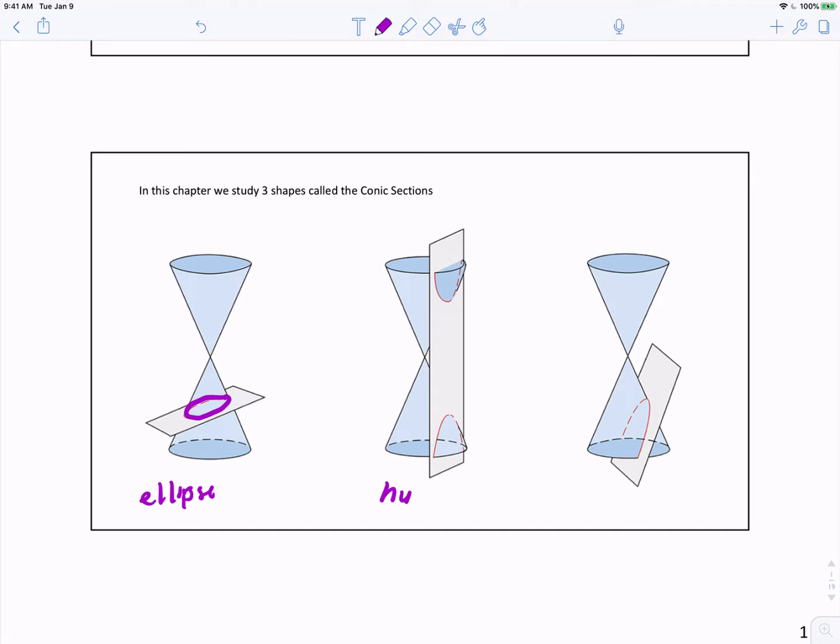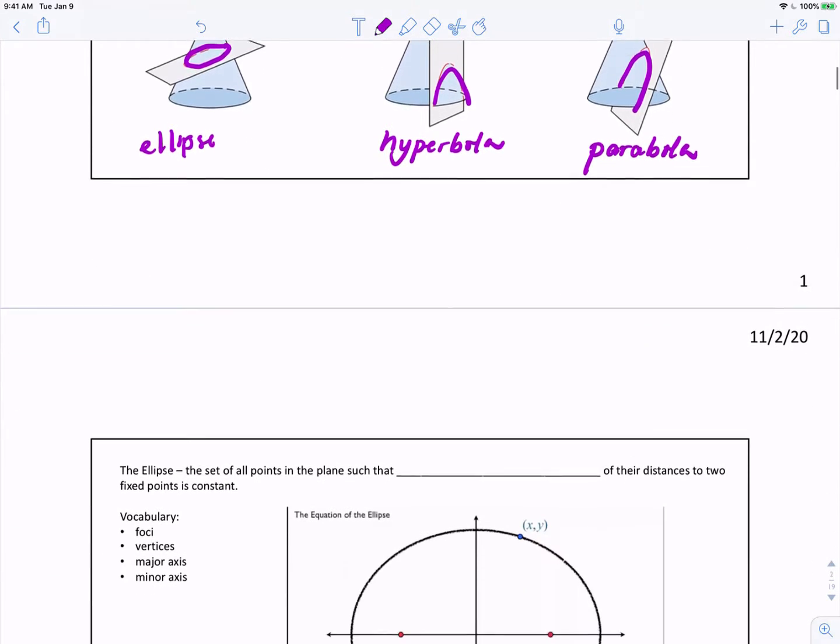Another shape that we'll take a look at is the hyperbola. So the hyperbola is going to have two pieces to it. And then the final shape we'll look at is the parabola, which is probably the one you have the most experience with, and that's the shape there. All right, so let's start talking about the ellipse.